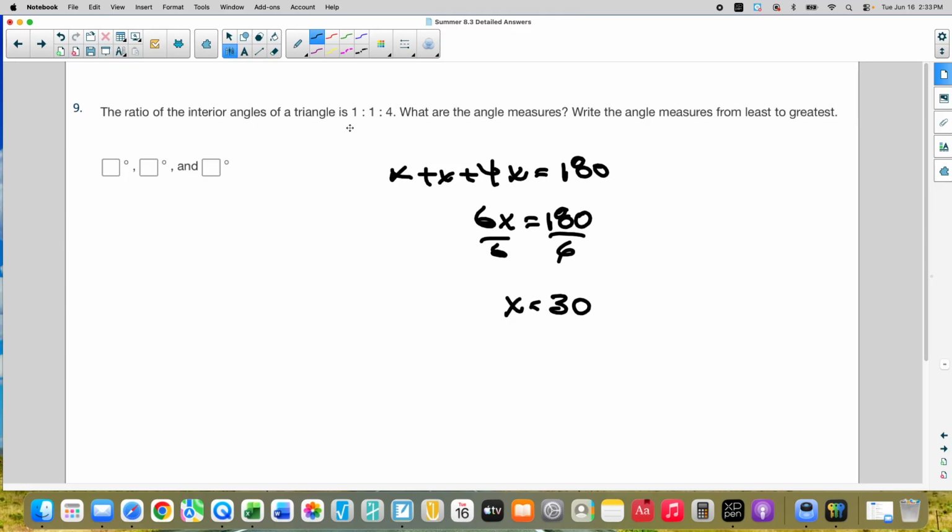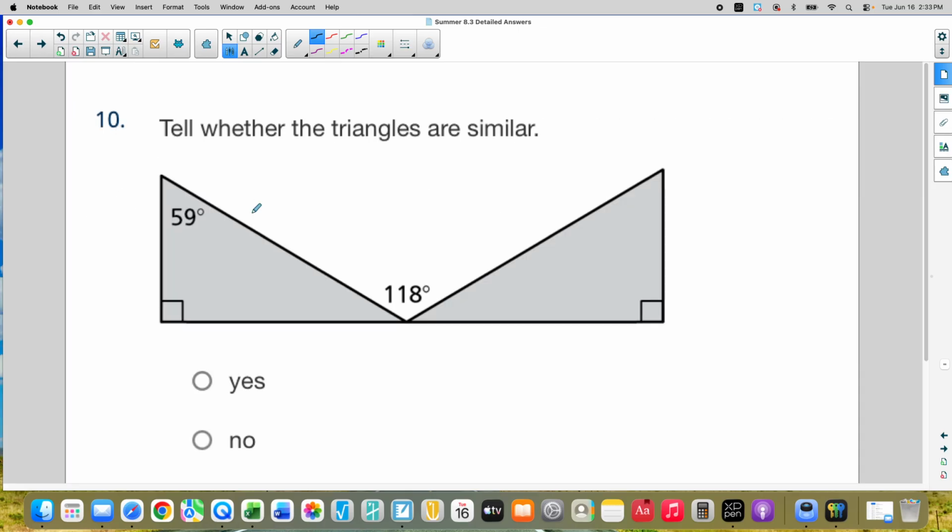So our angles are going to be 30, 30, and then 120. And those should add up to 180 degrees, which they do. And 30, 30, 120, least to greatest. Tell whether the triangles are similar.